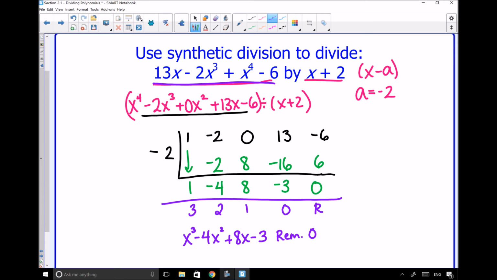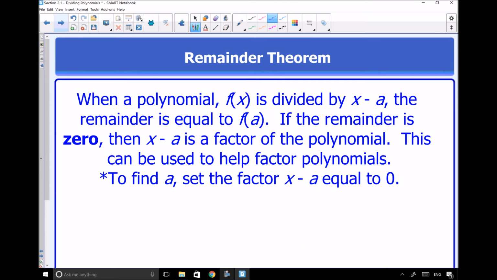Okay, now again, mathematicians are always looking for shortcuts. So is there another way that I can find this remainder right here easily without having to do any type of division, whether it's regular long division or synthetic division? There is. And that's called the remainder theorem. So this remainder theorem says when a polynomial f of x is divided by x minus a, the remainder is equal to f of a. If the remainder is 0, then x minus a is a factor of the polynomial. And this can be used to help factor polynomials, okay?